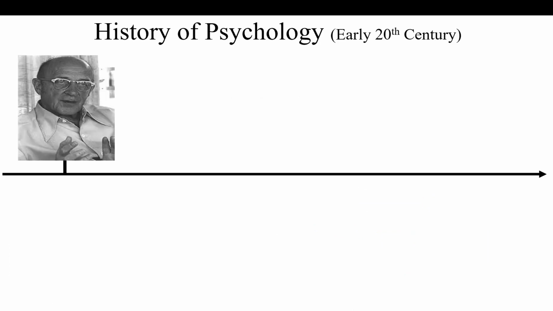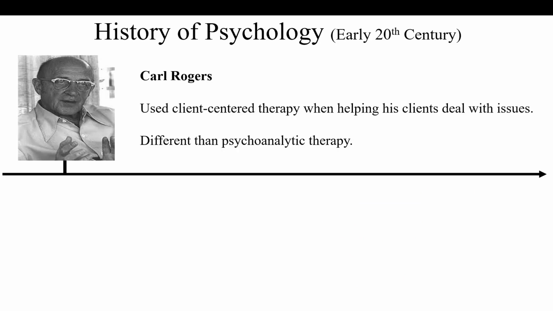Next, we have Carl Rogers. He was a humanist who was known for using a therapy technique called client-centered therapy, and was the first to use the term client instead of patient. In psychoanalytic theory, the therapist plays an important role in interpreting conscious behavior from an unconscious mind, whereas client-centered therapy involved the client taking the lead in their own therapy.